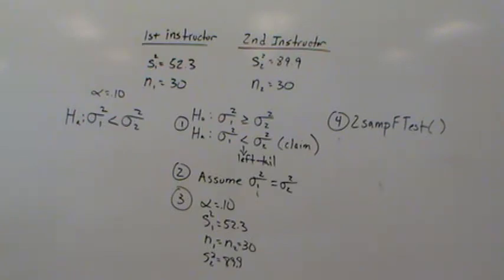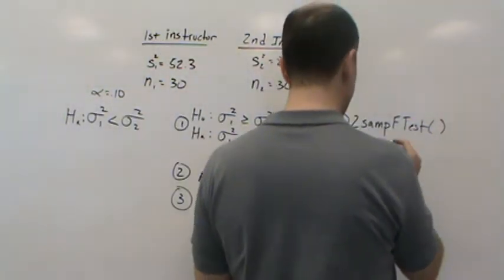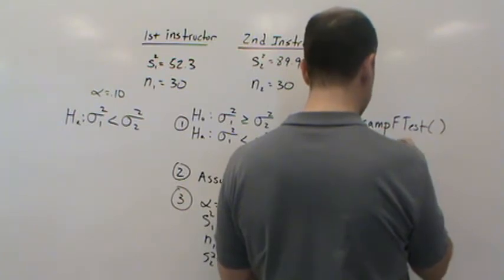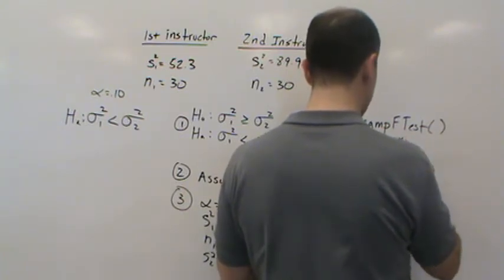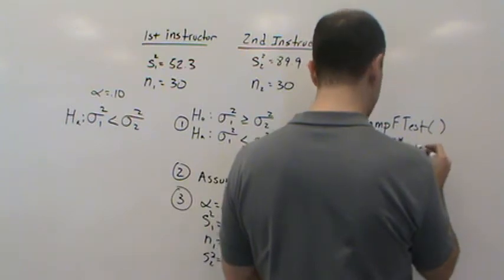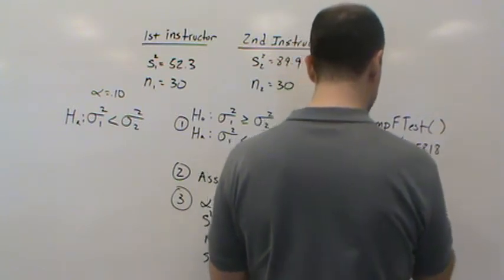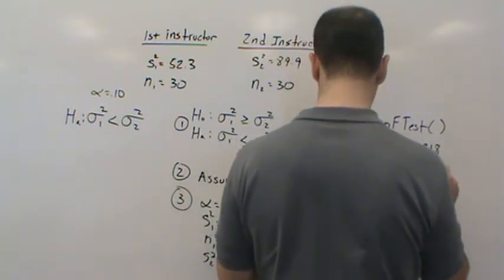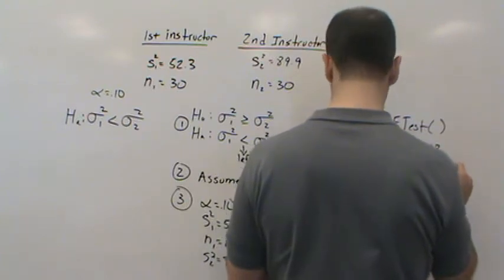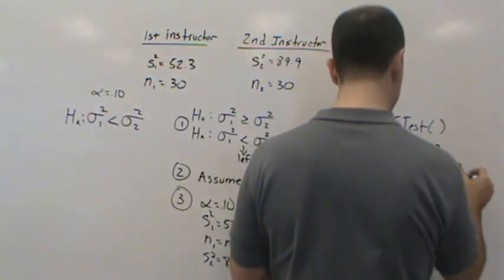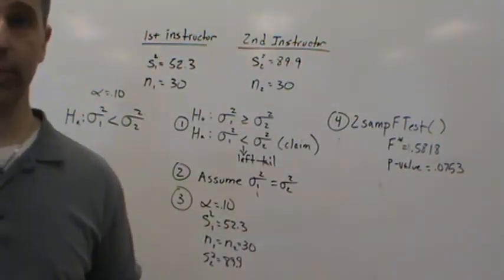And now calculate. And now my F statistic is less than 1. So my F star will equal 0.5818. And my p-value is equal to 0.0753. Okay, so there are my two values.